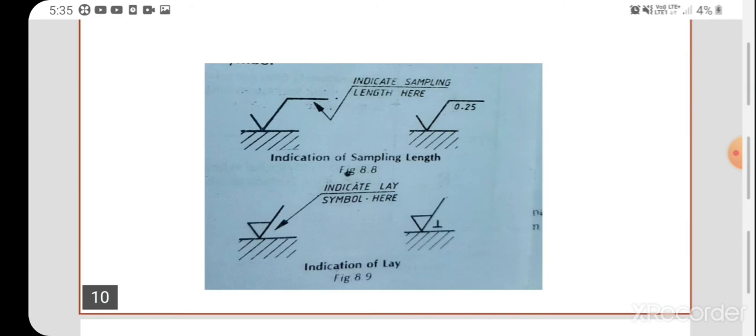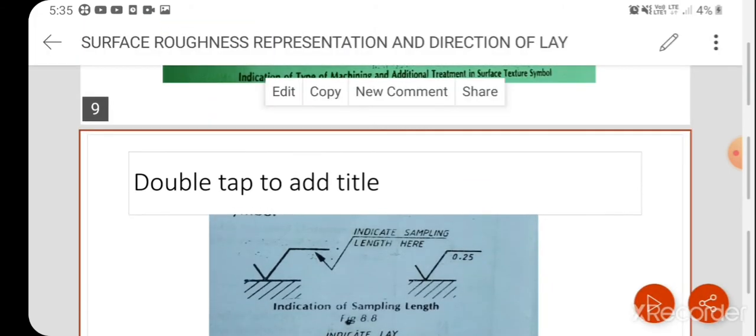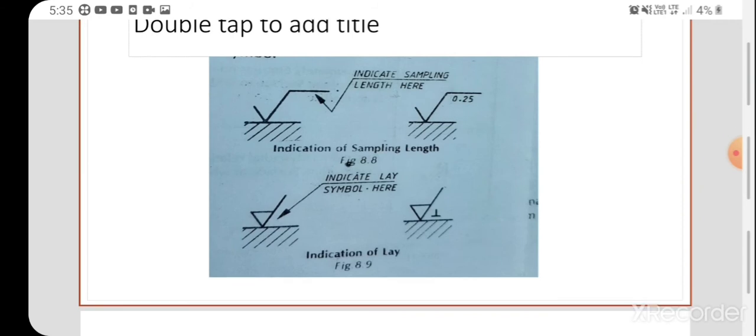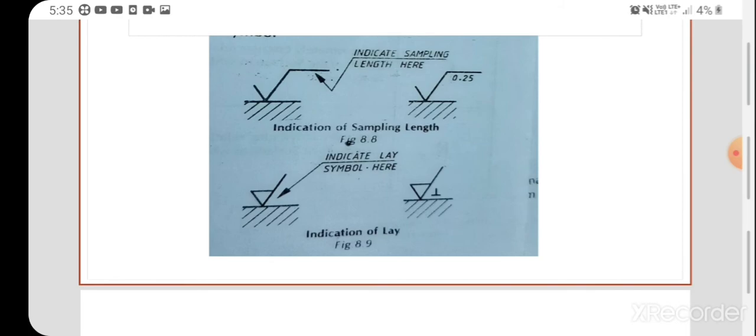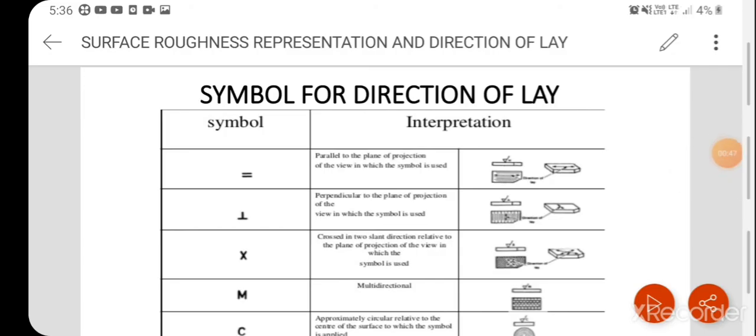The second figure shows how to indicate the direction of lay in the surface texture symbol. First, we see what is meant by lay. Lay is the direction of the predominant surface pattern, ordinarily determined by the production method used. The lay is indicated to the right of the surface texture symbol as shown in figure 8.9. This chart categorizes the various lay configurations, and it shows the standardized symbols used on drawings.